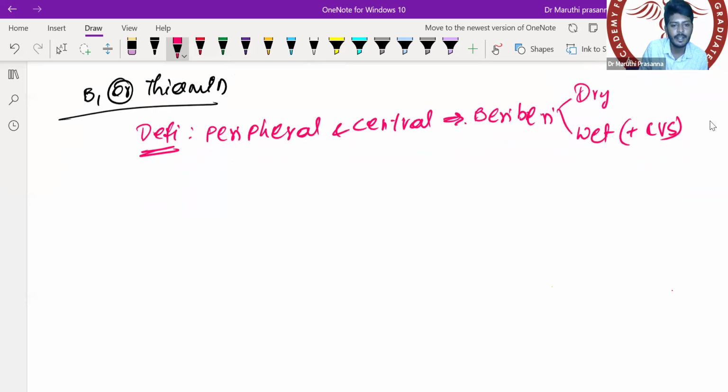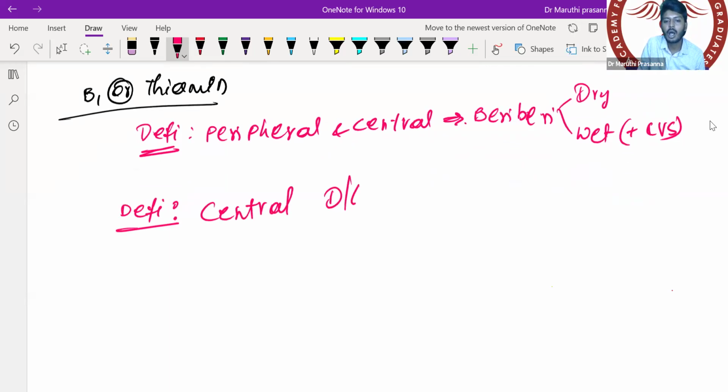So if there is a deficiency that is central, due to what? Due to alcoholism. Due to alcohol intake for a long period of time, it will lead to Wernicke's encephalopathy.